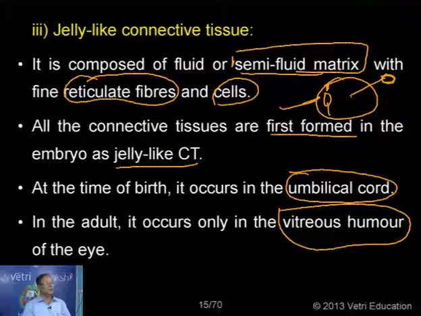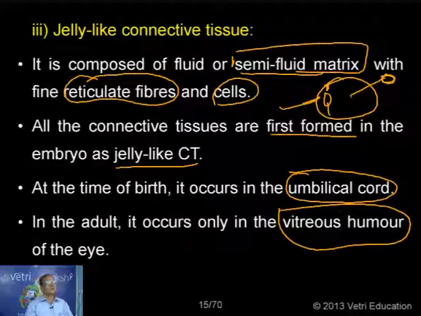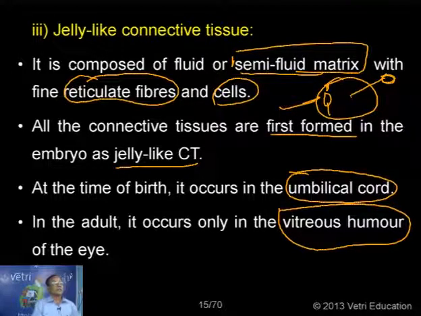So anyway, it is the first formed connective tissue in all embryos. It is formed in the umbilical cord at the time of birth, and in the case of adults, it is represented by the vitreous humor of the eye.